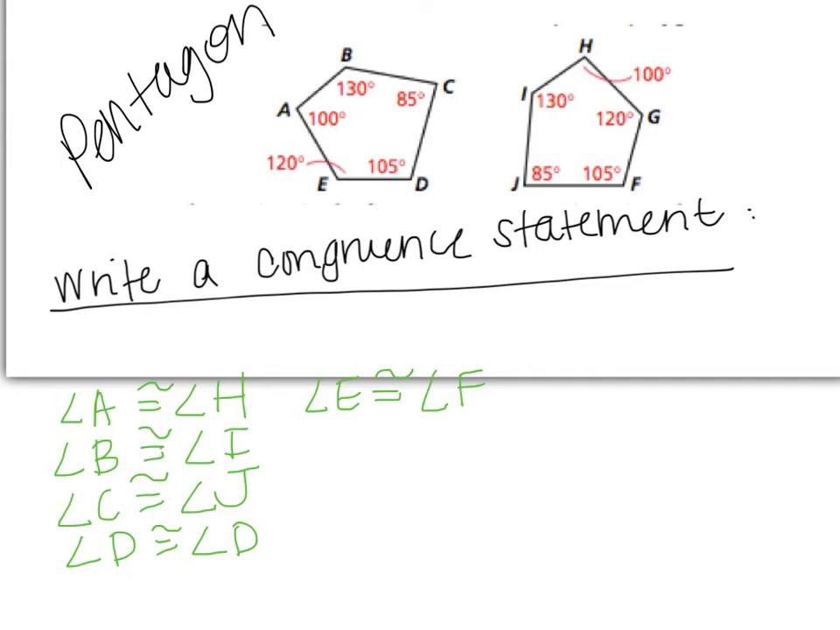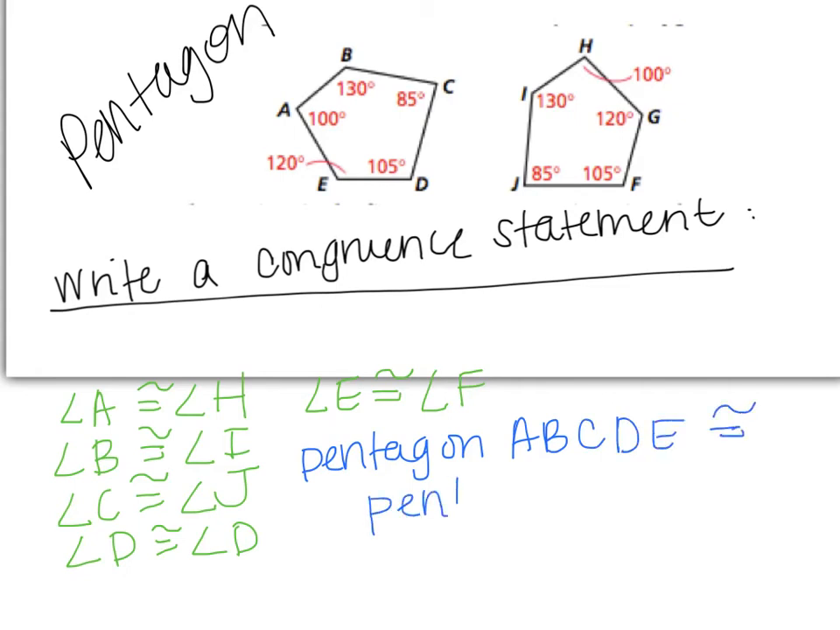Now again, you can also make congruent statements based off of line segments, okay? But here we don't have any of those little tick marks, so we're just going to base it off of the angles. So we can say that pentagon ABCDE is congruent to pentagon HIJFG. Now remember, we have to go in order, and you also need to write pentagon, whatever polygon the name is, in front of it.